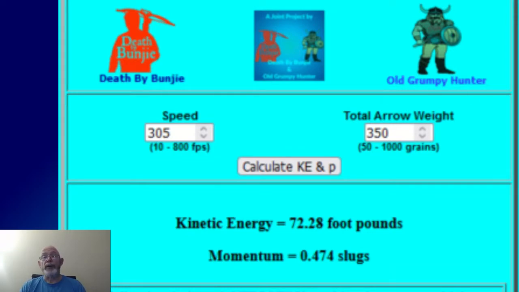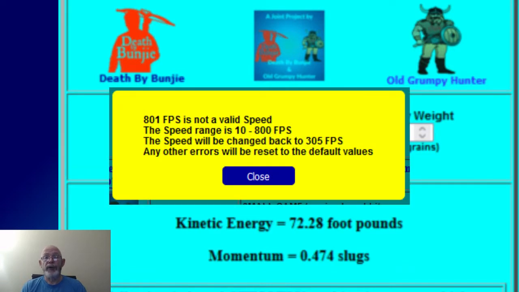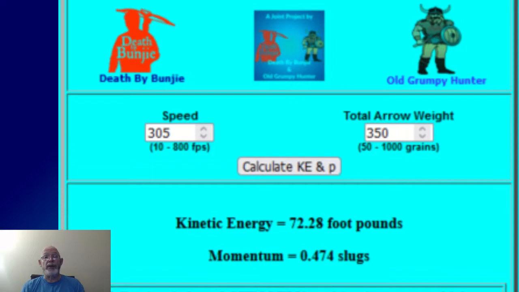One thing you'll notice on our calculators is if you enter a value outside of the range, you're going to get an error message, and then that field will revert to the default value. As I said, this calculator is straightforward and is not complicated to use. Enter your speed and weight of your arrow, click the Calculate button, and your results will appear.